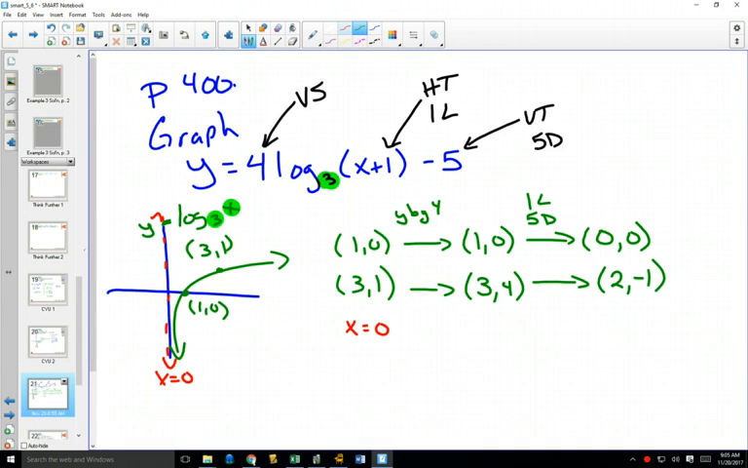The other thing is the only thing that's going to affect your vertical asymptote is if things get moved left and right. And we do move things 1 to the left, so our vertical asymptote is now going to be at x equals -1.